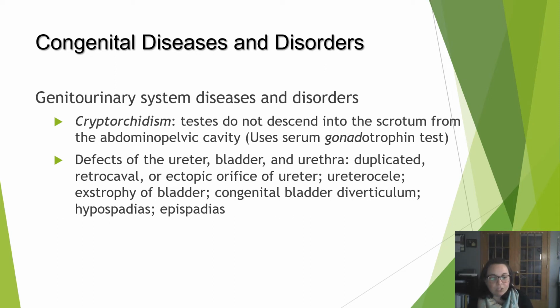Defects of the ureter, bladder, and urethra can come with a slew of disorders. You can have duplicated, retrocaval, or ectopic orifice of the ureter, exstrophy of the bladder, congenital bladder diverticulum, hypospadias and epispadias. Look to your text for a little bit more in-depth description of that. We'll go over the urinary system later in our lectures here.